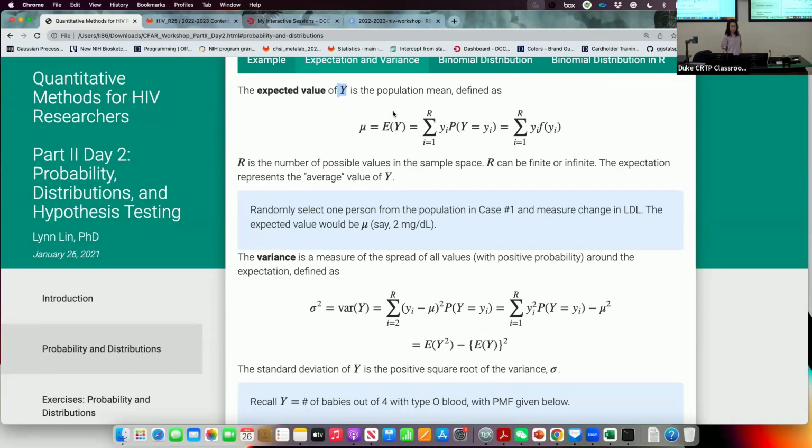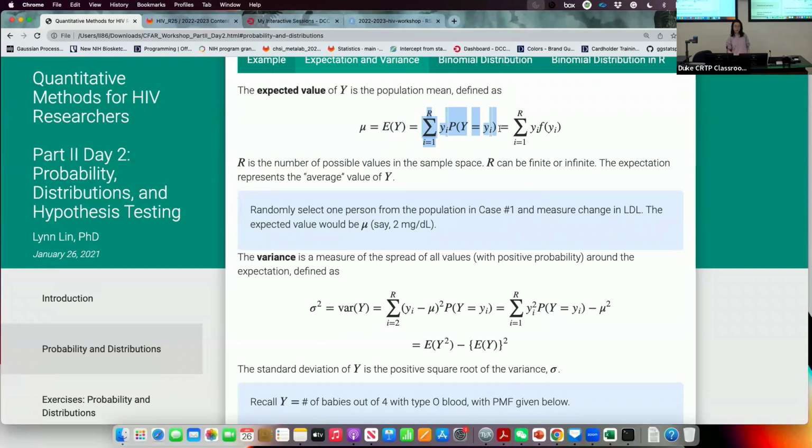So if you look at this definition of the mean, typically this mean is a population mean, and we use mu to denote the population mean. The population mean equals the expectation, and we use big E to denote the expectation of this random variable y. And if y is a discrete random variable, then the expected value, if you look at this formula, is just a summation.